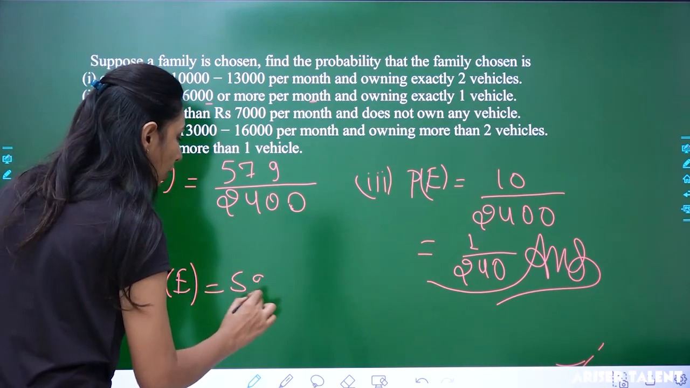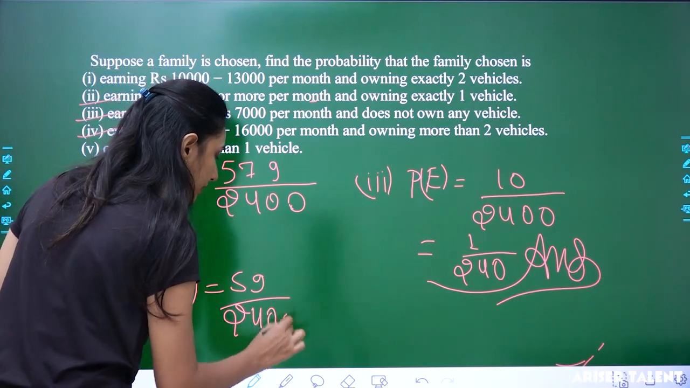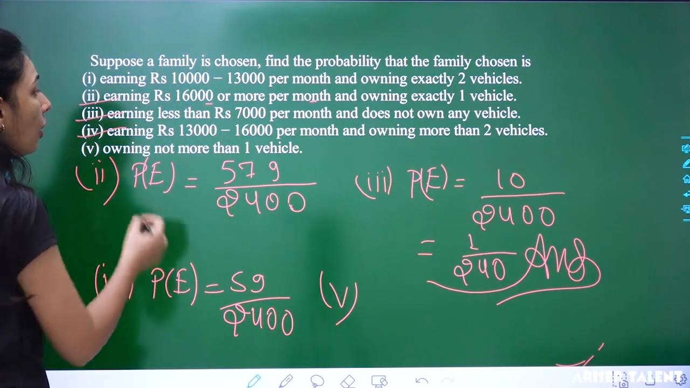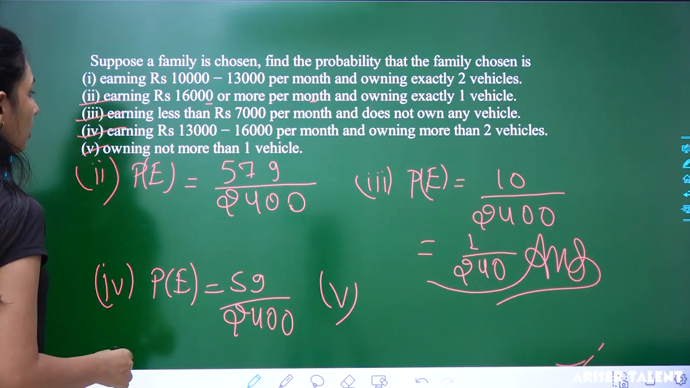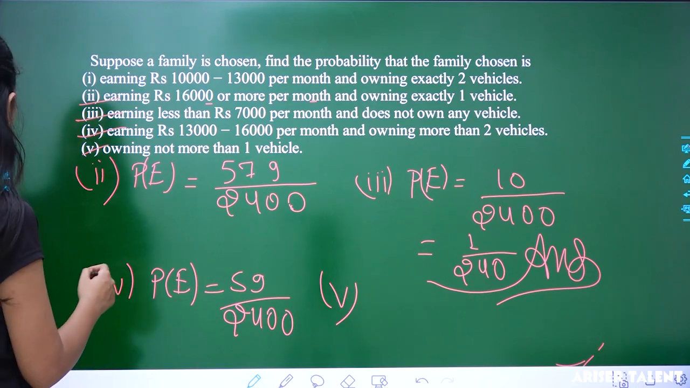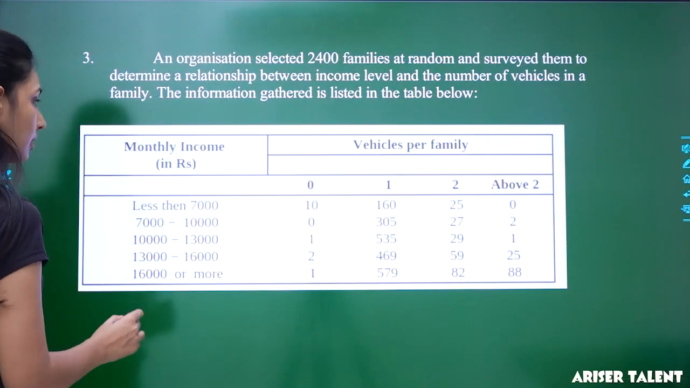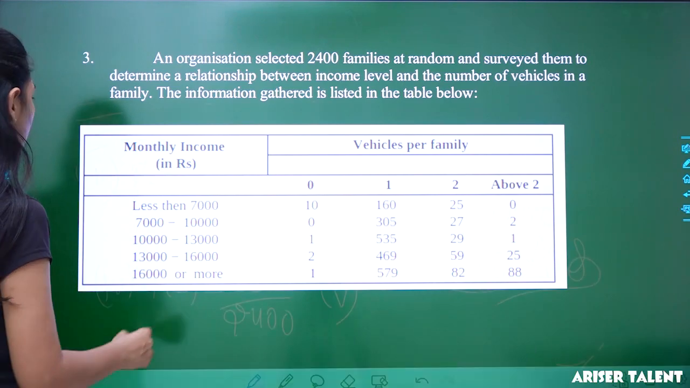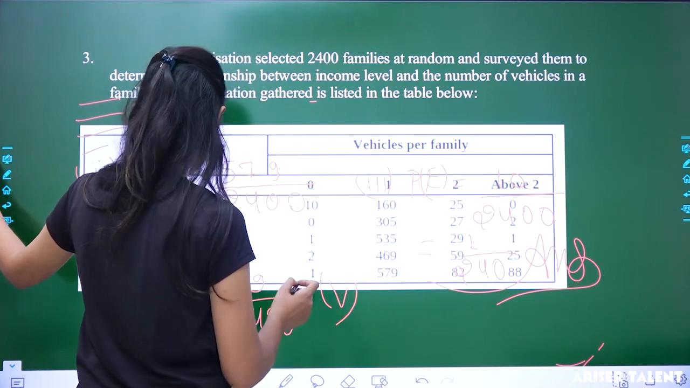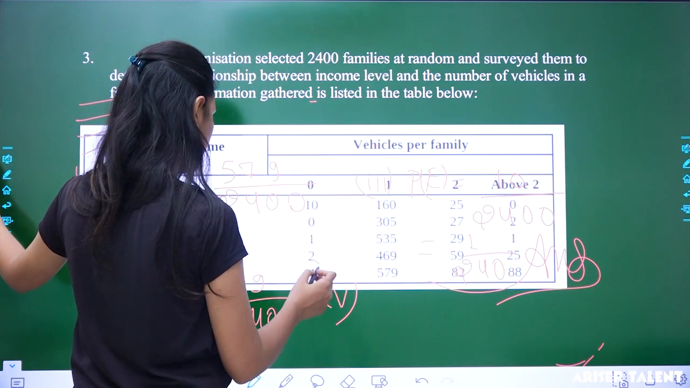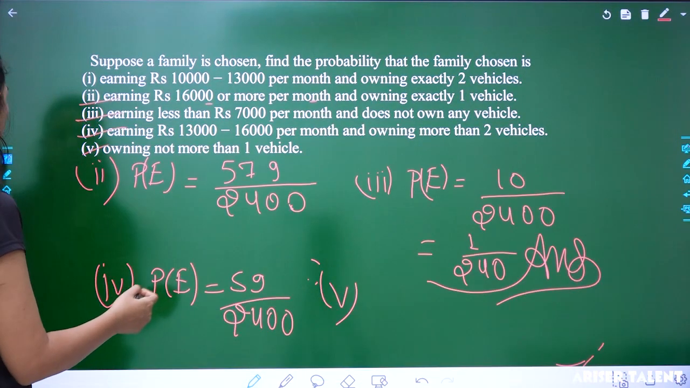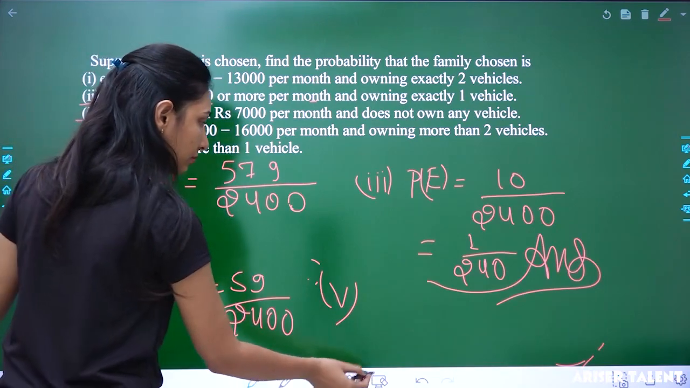Now 59 out of how many? 2400. Okay. Similarly, if you look at the fifth one, now the fifth one is what? Owning more than 1 vehicle, and this has to be done with 16,000 and more. In that case, what you are going to do? You're having this one family, right? So this is about the first, second, third and fourth one, and now we are moving to the next one.